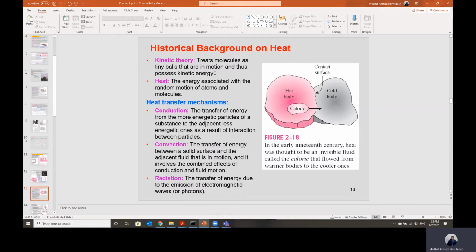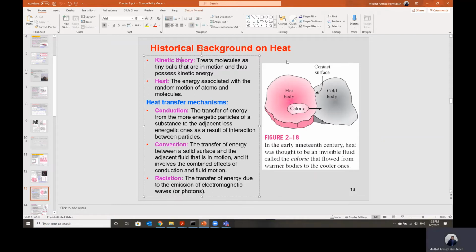Kinetic theory says molecules are tiny balls and they possess kinetic energy. At the wall interface between the hot body and the cold body, the kinetic energy of the hot molecules, which are very active, is transferred to the less active molecules on the cold body side. In this way, heat is transferred. So at the end, it is just the kinetic energy of the molecules at the interface between the hot body and the cold body that is transferred from the molecules of the hot body to the molecules of the cold body.